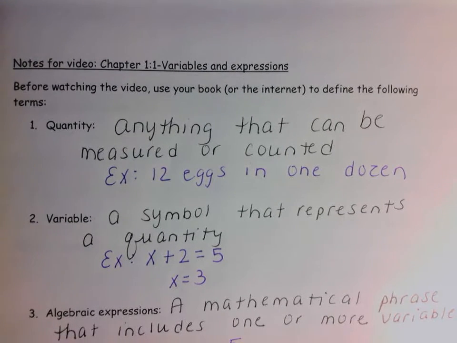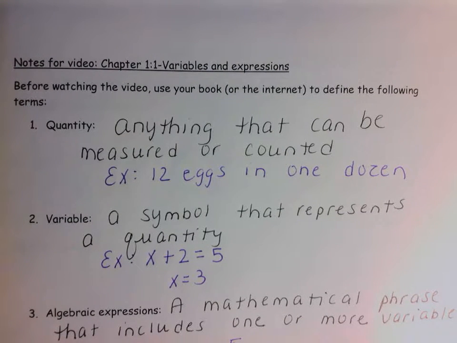My next definition is variable. A variable is a symbol that represents a quantity. So for example, in the algebraic expression x plus 2 equals 5, my variable x represents the quantity 3.